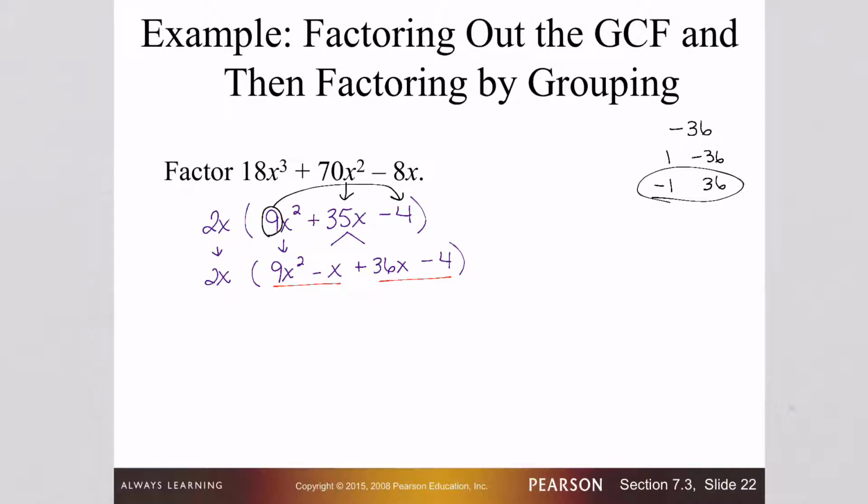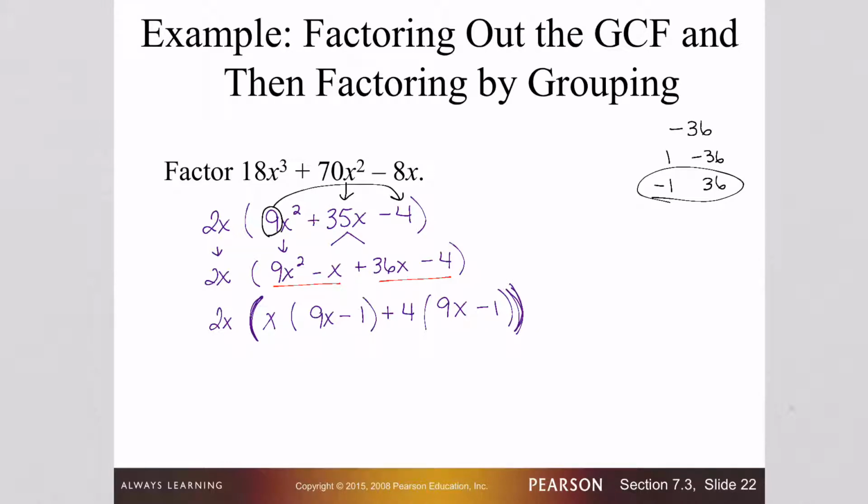So let's take a look at what they have in common. 2x parentheses. Now what do they have in common? The 9x squared minus x. They both have an x in common. So what times x will give you 9x squared? 9x. What times x would give you a negative x? Minus 1. Plus, now what do these two things have in common? 36x and a negative 4. They have a 4 in common. So what times 4 will give you 36x? 9x. What times 4 would give you negative 4? Negative 1. Okay, and then I've got to make another closed parenthesis because of this parenthesis right here.